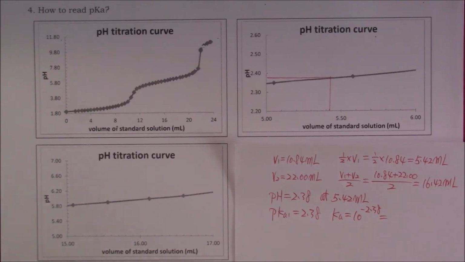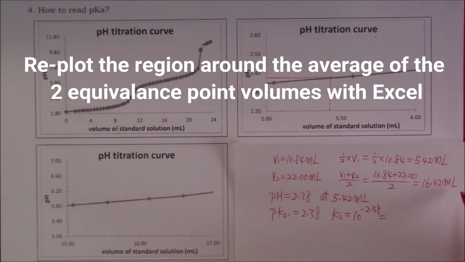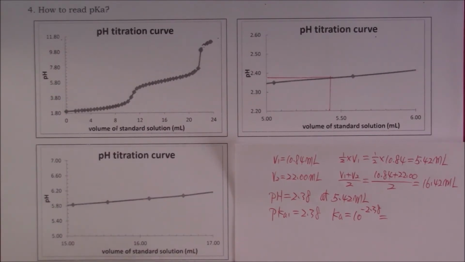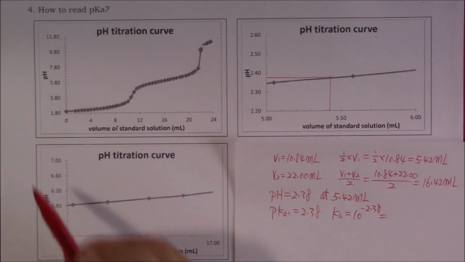To read out pKa2 is very similar to the way we read out pKa1. We need to enlarge the area around this volume, 16.42. For my plot, I will choose between 15 and 17 because 16.42 is between these 2 numbers. We also need to change the range of the y-axis. I set it up from 5 to 7.